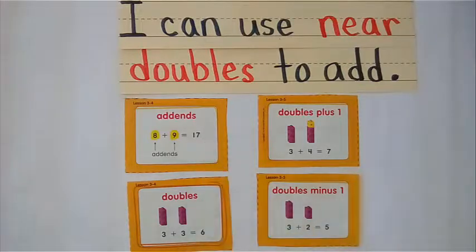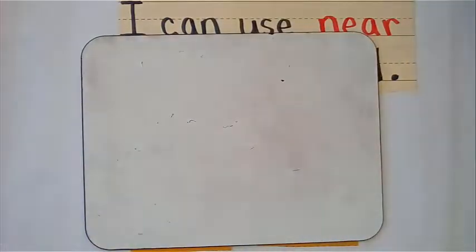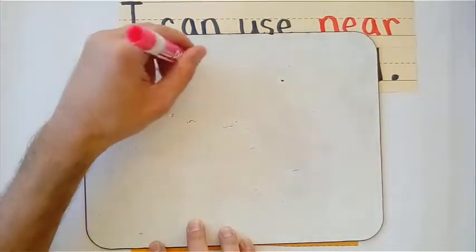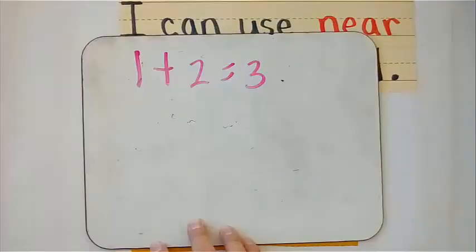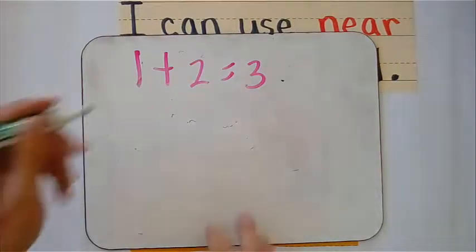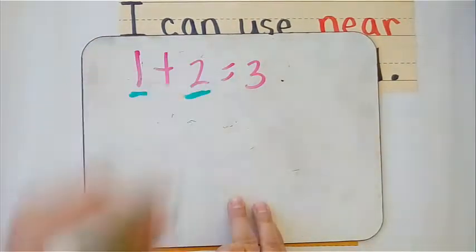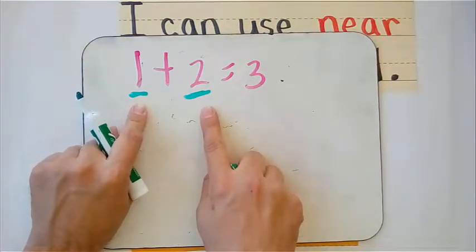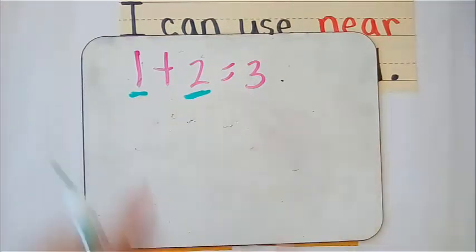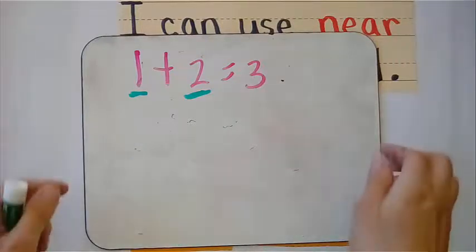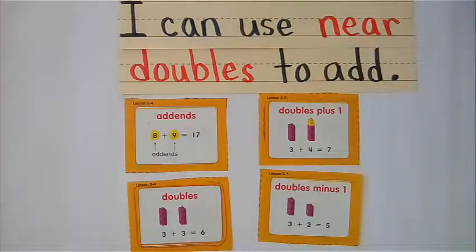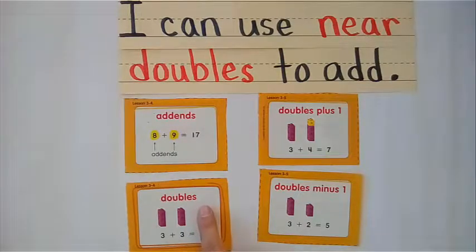So an add-in can be like, if we have this sentence, 1 plus 2 equals 3. I know that 1 and 2 are my add-ins because those are the two numbers that I'm adding together. Okay, and so we also said that sometimes we have special add-ins. Those are called doubles.